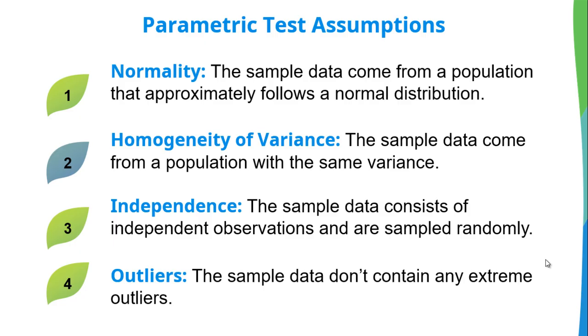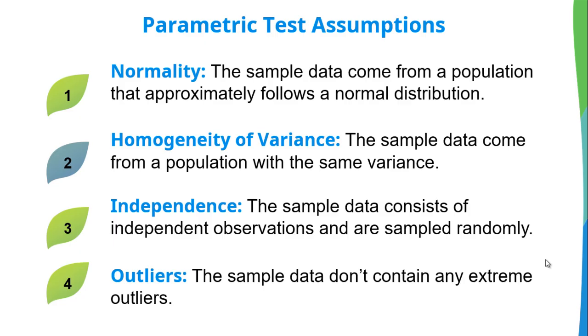We are going to use ANOVA to do that, and this is a parametric test actually, so assumptions must be met. We must meet at least three assumptions. The first assumption is normality, that is, the sample data come from a population that approximately follows a normal distribution, and we're going to test that. The second one is homogeneity of variance: the sample data come from populations with equal variance, so equality of variance.